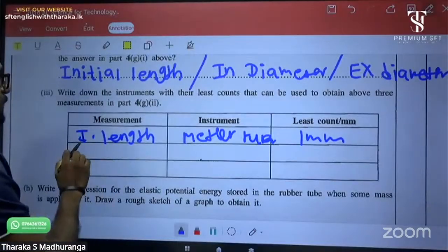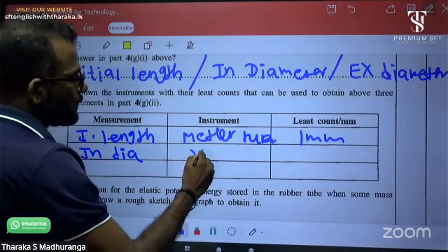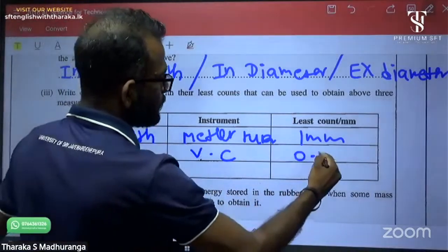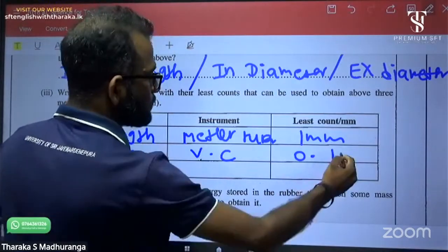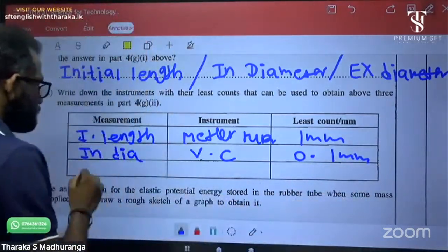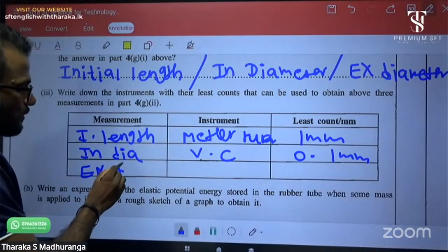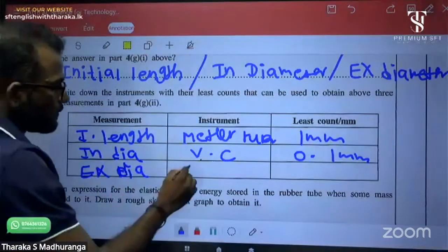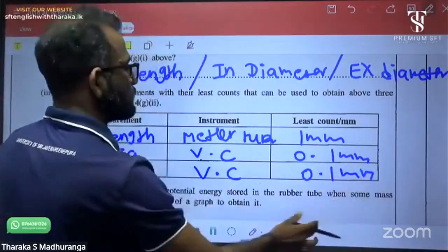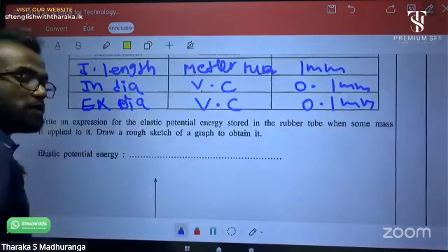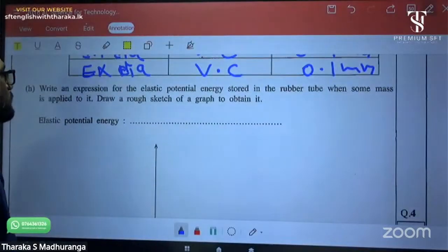For the internal diameter, a vernier caliper is good, 0.1 millimeter. For the external diameter, we can use a micrometer screw gauge as well, or a vernier caliper, 0.1 millimeter. We can use a traveling microscope as well, right? Any suitable instrument.